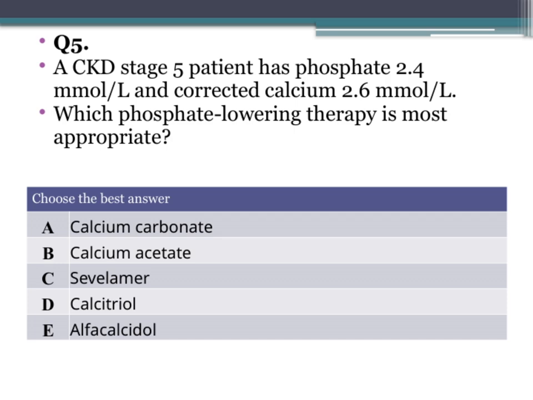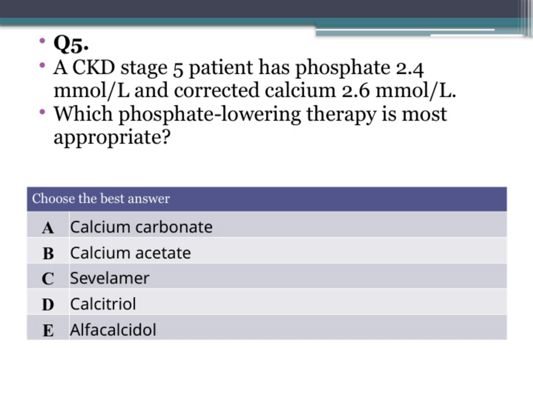But here, with calcium at 2.6 mmol/L, we should be cautious. As for calcitriol and alfacalcidol, these are active vitamin D analogs, primarily used to manage secondary hyperparathyroidism, not directly for phosphate lowering, and could potentially increase calcium and phosphate absorption. So, considering all these factors, the most appropriate choice for phosphate lowering in this patient would be sevelamer.